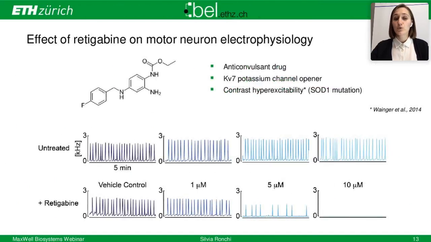Also, looking at the network bursts, you see here represented the 4 MEAs as before in an untreated condition, and then when administering the vehicle control, and 1, 5, and 10 micromolar of retigabine. This time, for example, with the 5 micromolar, we observed a decrease in the frequency of this oscillation, and at 10 micromolar, they even disappeared.